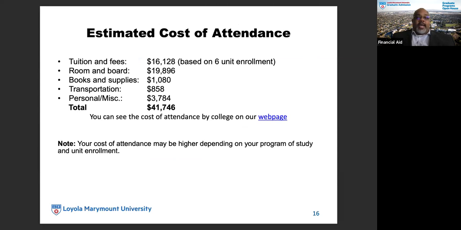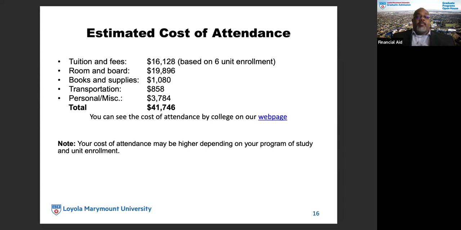Next, we'll talk about the estimated cost of attendance. This is a general cost of attendance for graduate students for the upcoming academic year. You can see the breakdown of the different components listed there. This is just an estimate of what the costs will be. The final costs have not been determined as of yet, but we'll have that information available on our website.